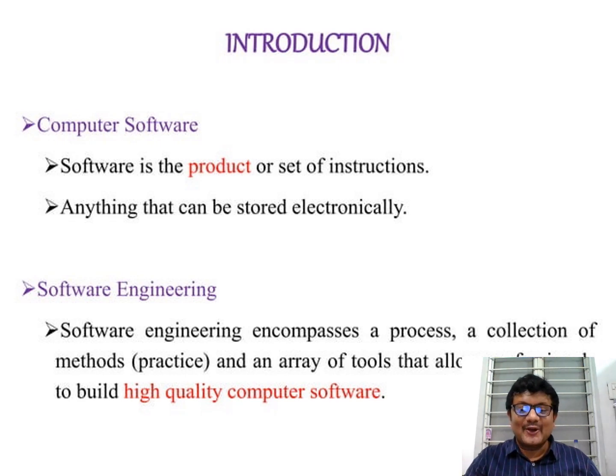Hello, today we are going to discuss computer software. What is computer software? Software is the product or set of instructions. Anything that can be stored electronically can be called software. What is software engineering? Software engineering encompasses a process, a collection of methods, that is nothing but practice, and an array of tools that allow us to build high quality computer software.